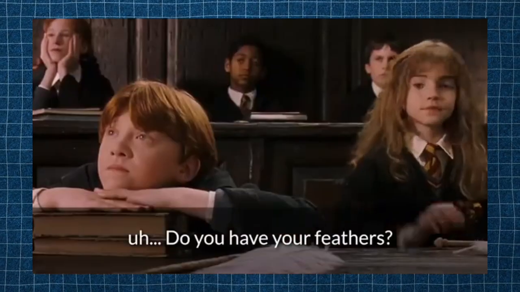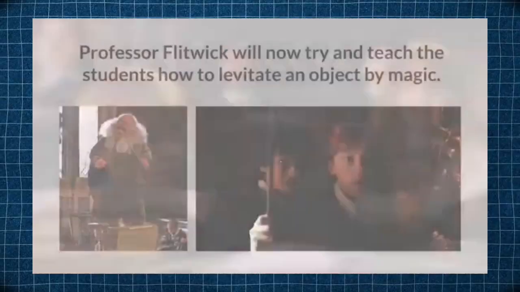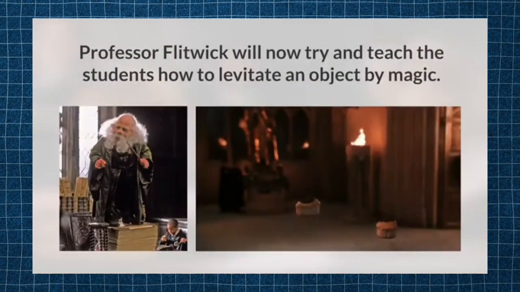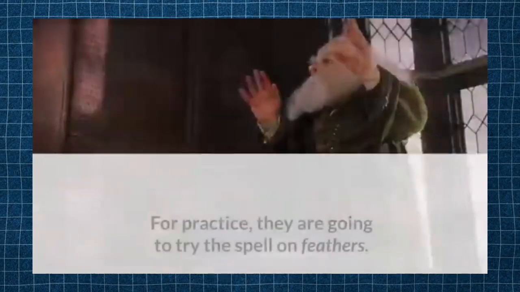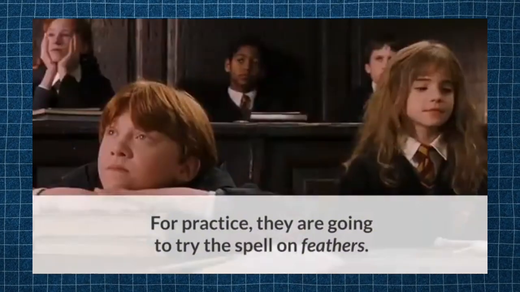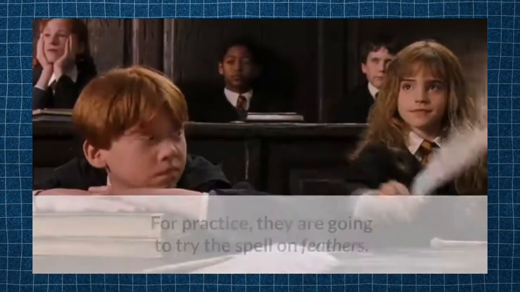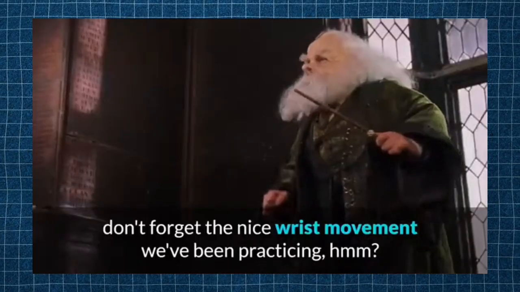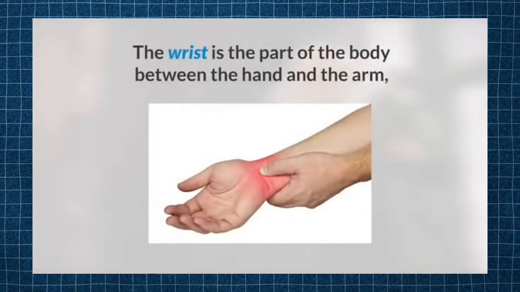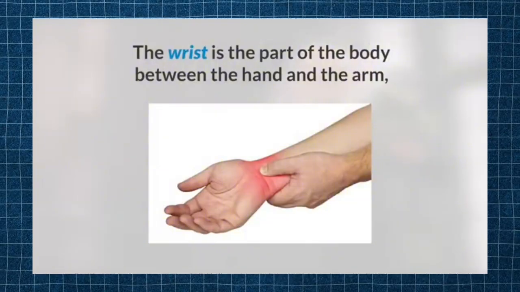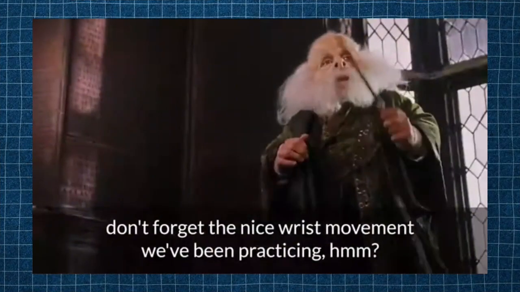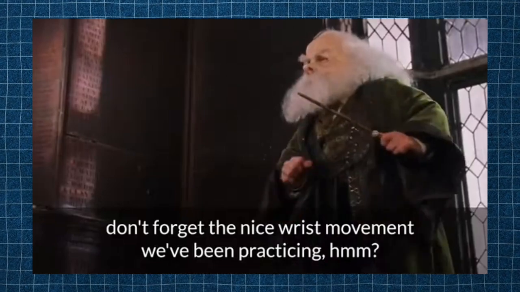Do you all have your feathers? Good. Professor Flitwick will now try and teach the students how to levitate an object by magic. For practice, they're going to try the spell on feathers. Now, don't forget the nice wrist movement we've been practicing. The wrist is the part of the body between the hand and the arm where you'd normally wear a watch. Don't forget the nice wrist movement we've been practicing.